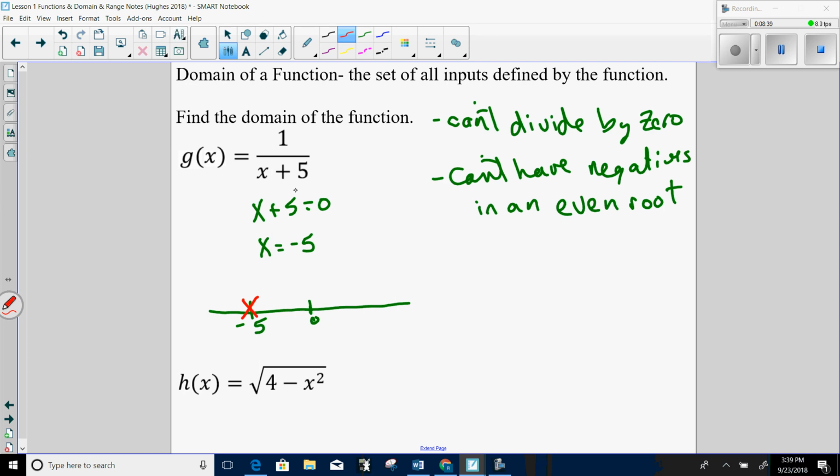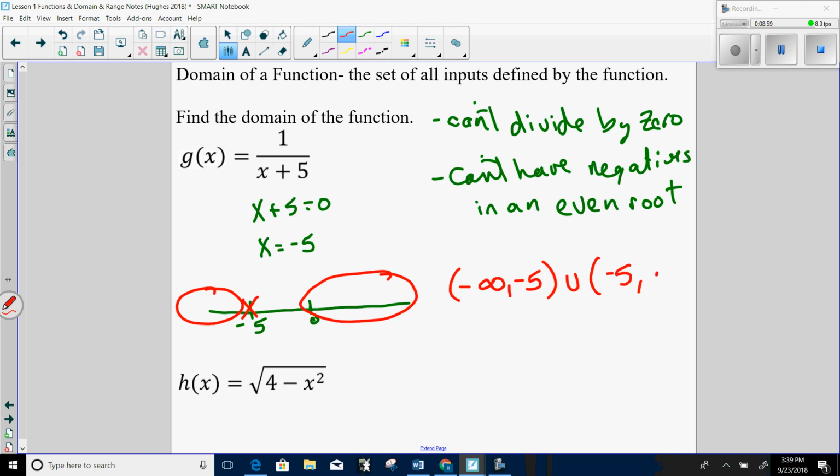I can have a negative down here. I can have a positive down here. The only number I can't have is a 0, which means that all of these x values work and all of these x values work. So what are the x values that work? Negative infinity to -5, parenthesis on both of those. Then I put a union symbol to show that there's two parts, parentheses, -5 to infinity. And what this is saying is, since I put parentheses on the -5, every number except for -5 works.